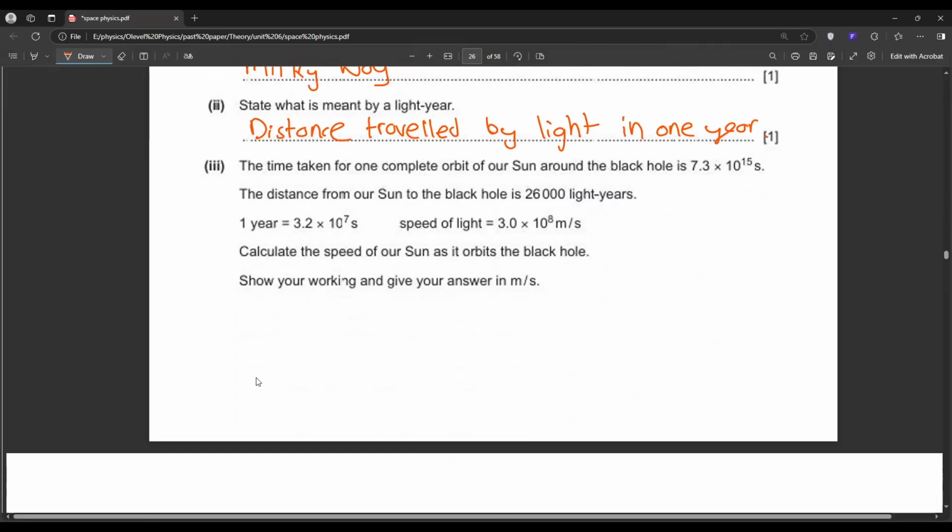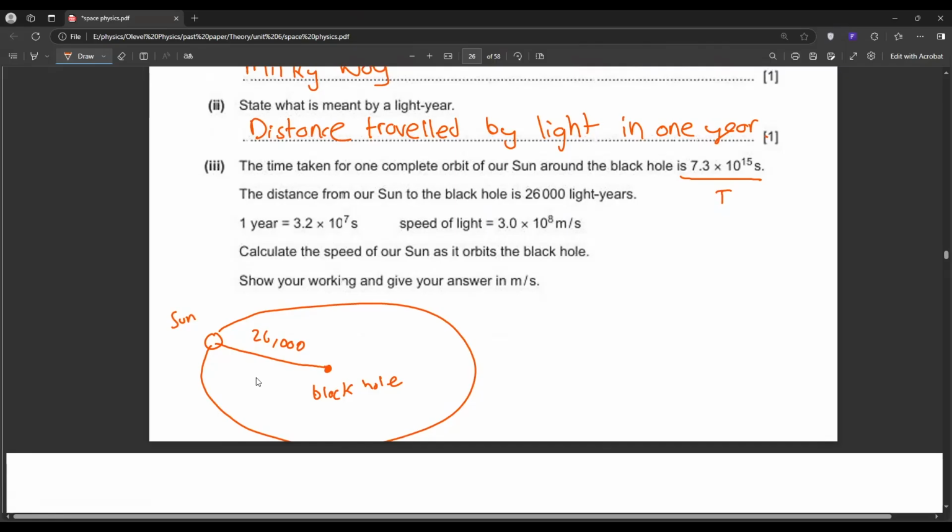The time taken for one complete orbit of our sun around the black hole is this. Let's suppose this is a black hole, and let's say the sun is orbiting like this around the black hole. Perfect. So this is your time period. The distance from our sun to the black hole is 26,000 light years. So this distance is what?